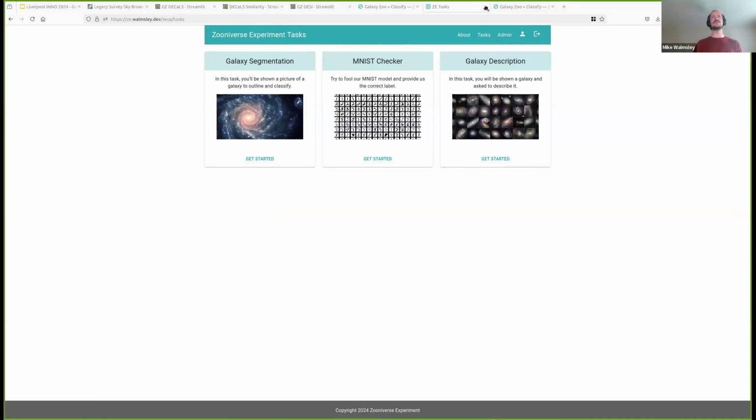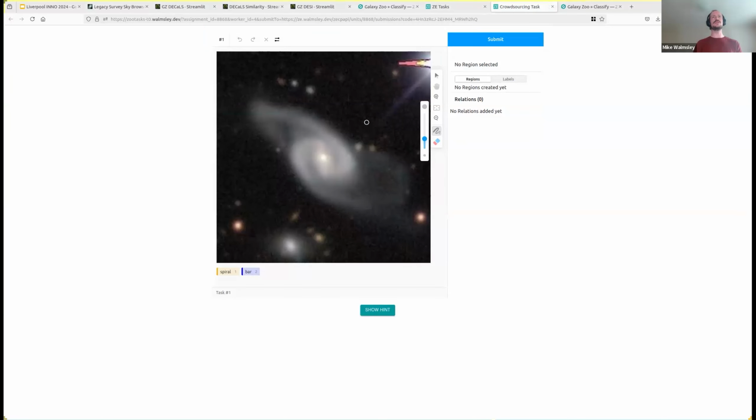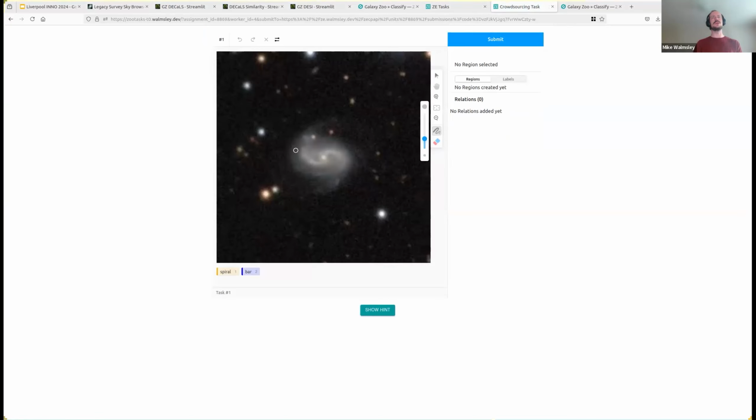Another task that I'll show you is the segmentation task. So we can have a galaxy where we might want to draw on its spiral arms. So for example, here's a spiral arm, and here's a spiral arm. And I might mark on the bar as well. Here's the bar. Submit that. That's kind of neat, but let's plug in the model as well.